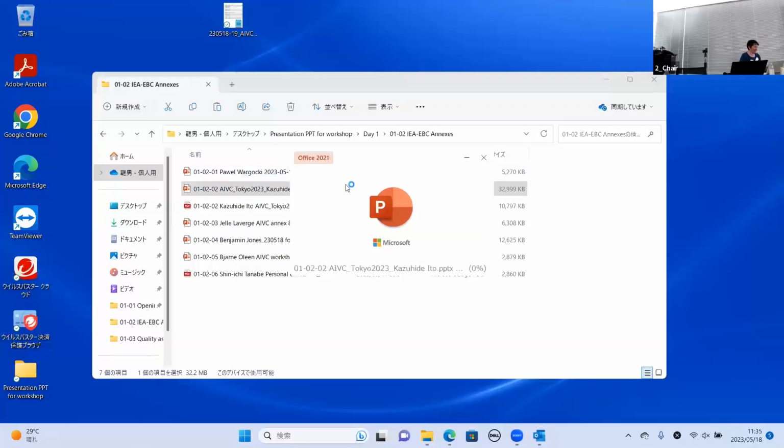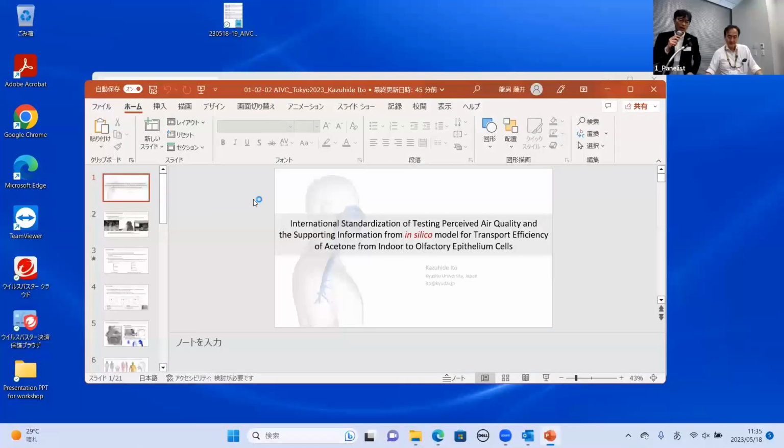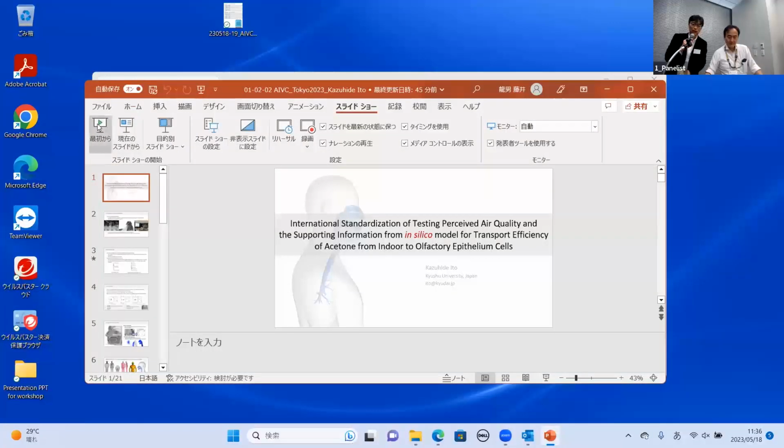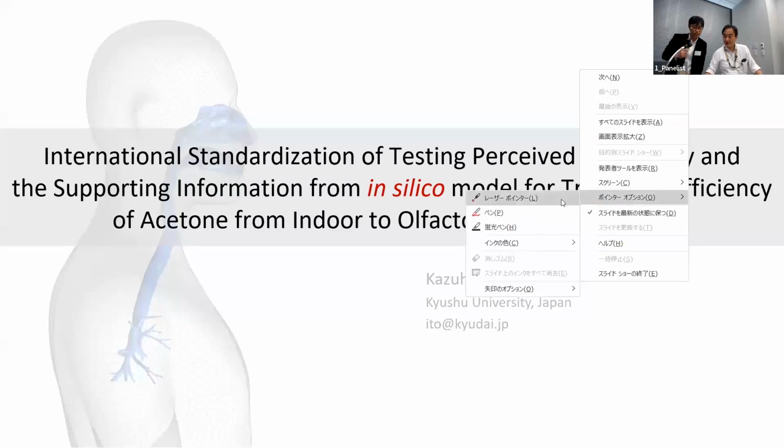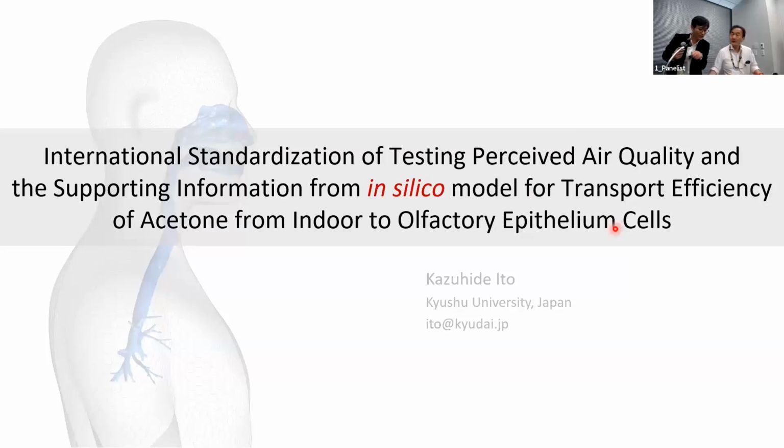Oh, thank you very much. My name is Kazuhide Ito, Kyushu University, Japan. And today I would like to talk about the international standardization of testing perceived air quality. The supporting information from in silico model for transport efficiency of acetone from indoor to olfactory epithelial tissues.